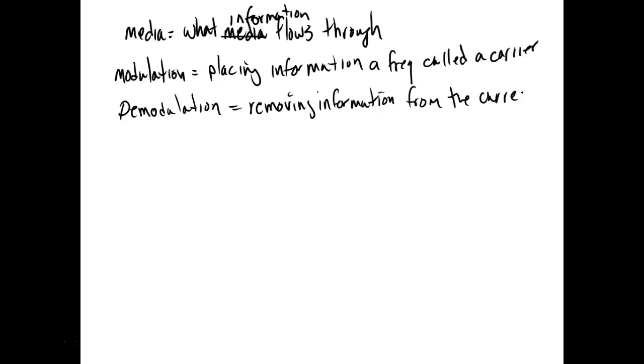So we use these devices called modulators, demodulators. C-A-R-I-E-R. And what do we call those for short? Modems. They've got a modem, a cable modem. Those are modulator, demodulator. Basically, they're the gateways, but people know them as modems.